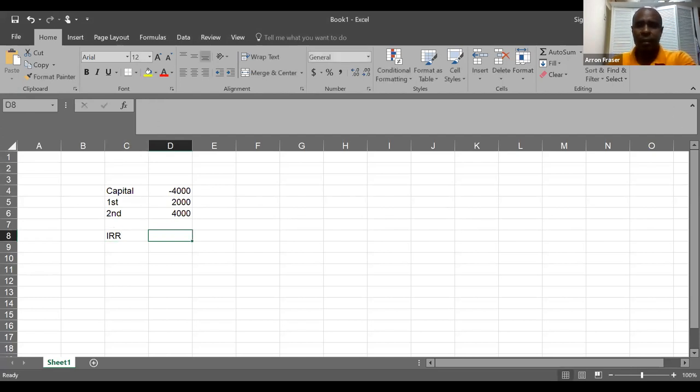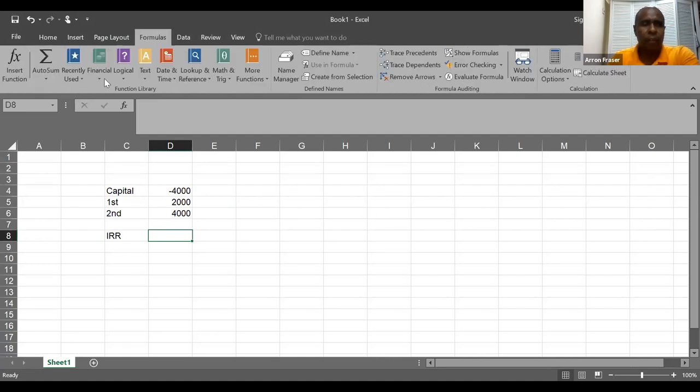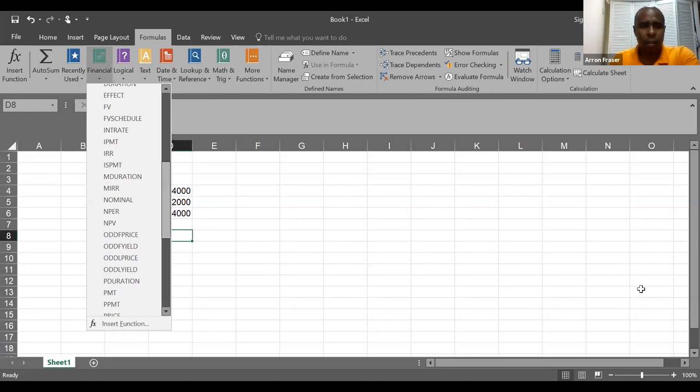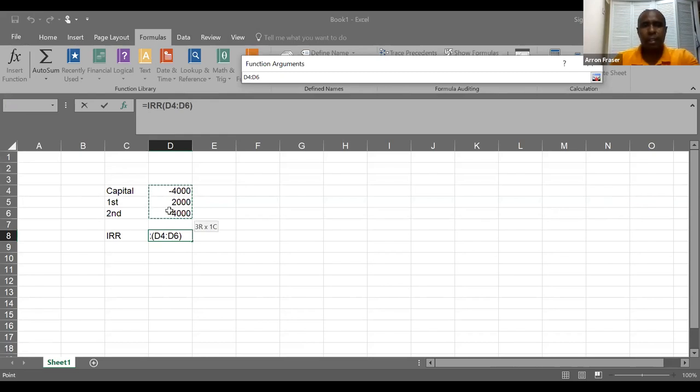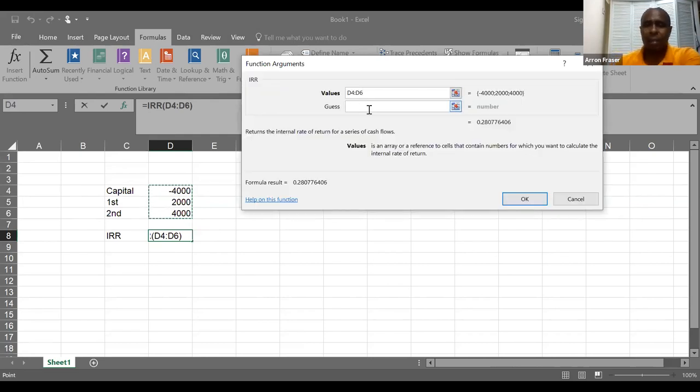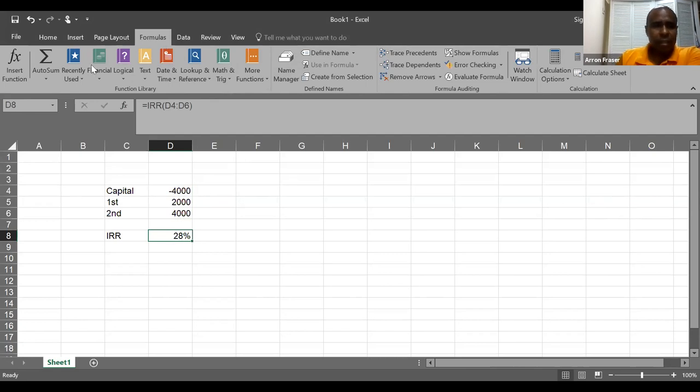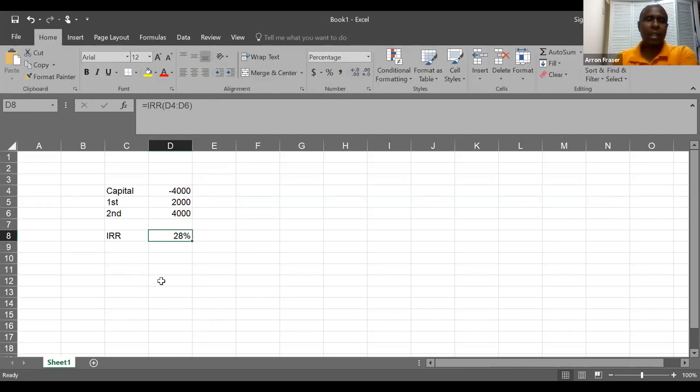We have a function in Excel that allows us to do that. So you go to Formulas, Financial, and scroll to IRR. You have to set up your worksheet similar to this, and all you do is highlight the series of data. You can leave guess blank because it doesn't affect it. And then you hit OK. This is zero decimal places. If we increase it to two decimal places, we get exactly what we have in the example. So this is the easy way to calculate IRR.